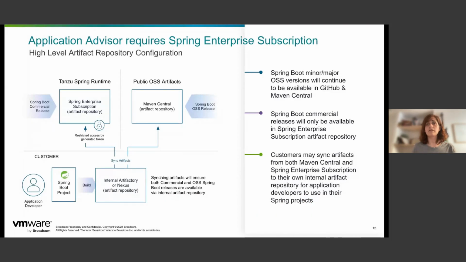Spring Application Advisor is part of Tanzu Spring Essentials, which means that you need a Spring Enterprise subscription. The recommended approach that we give to customers is that you internally sync your internal Artifactory or Nexus to Maven Central in order to get the Spring Boot open source releases, and as well to the Spring Enterprise subscription internal artifact repository, right? Therefore, all your repositories are going to use the same connection no matter where the artifacts are stored, right?